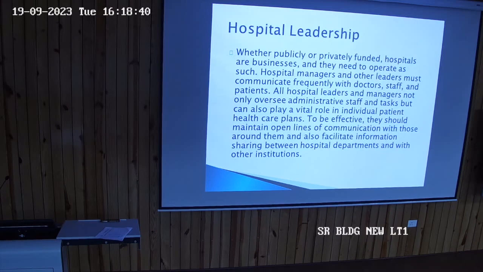Next is hospital leadership. Whether publicly or privately funded, hospitals need to operate as such. Hospital managers and other leaders must communicate frequently with doctors and staff. All hospital leaders and managers not only oversee administrative staff and tasks, but can also play a vital role in individual patient healthcare plans. To be effective, they should maintain open lines of communication with those around them and also facilitate information sharing between hospitals, departments, and with other institutions.